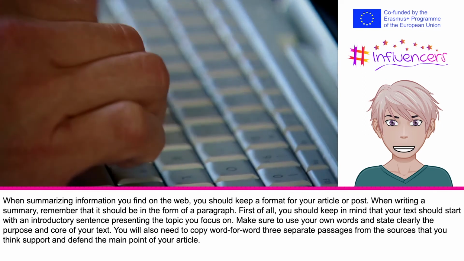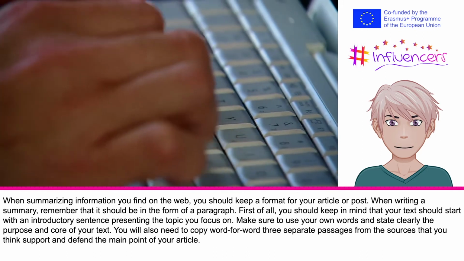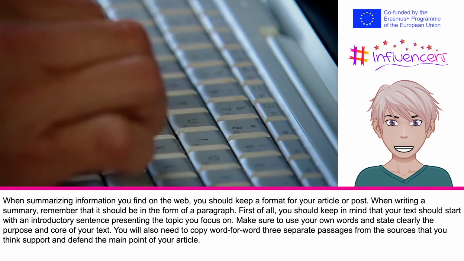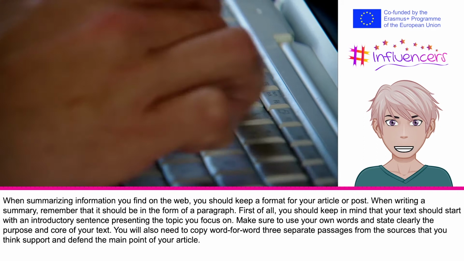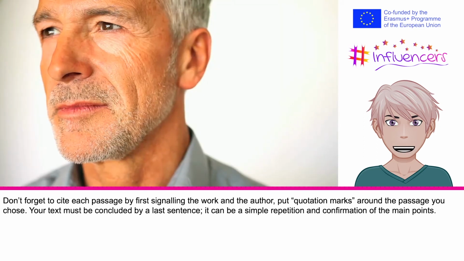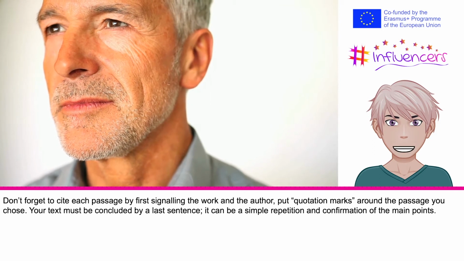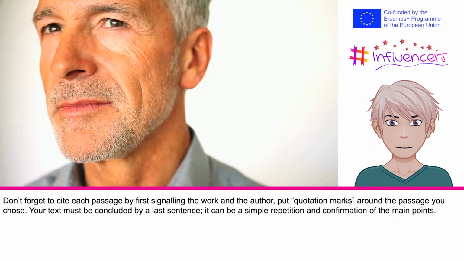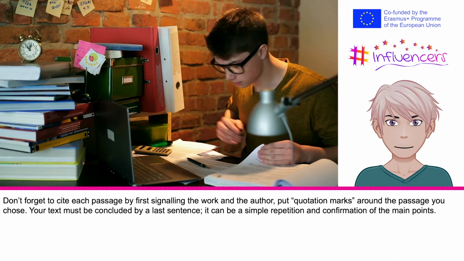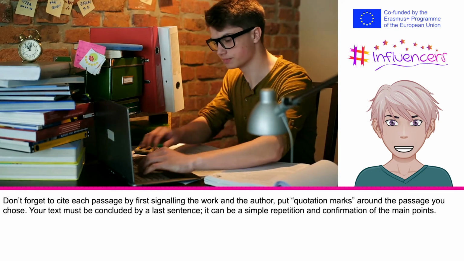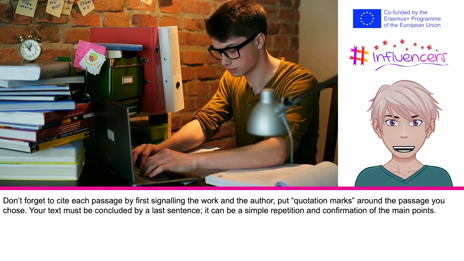You will also need to copy word for word three separate passages from the sources that you think support and defend the main point of your article. Don't forget to cite each passage by first signaling the work and the author. Put quotation marks around the passage you choose. Your text must be concluded by a last sentence. It can be a simple repetition and confirmation of the main points.